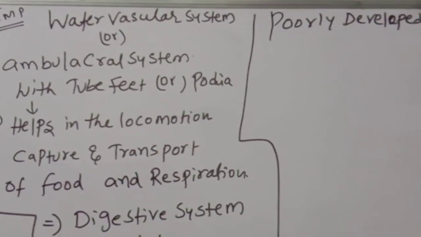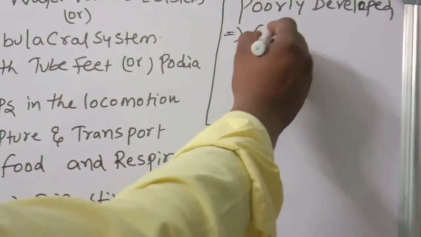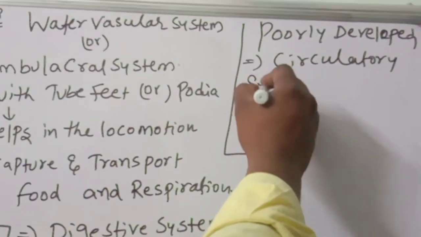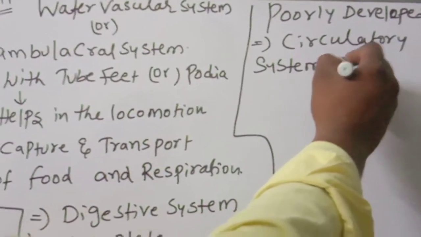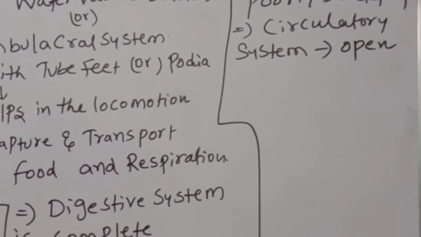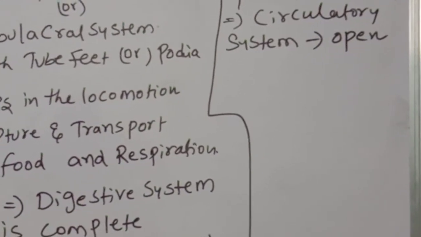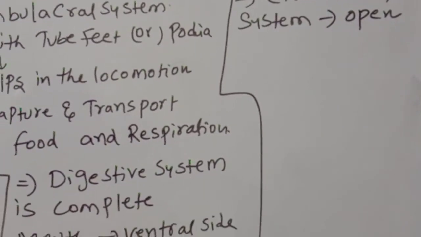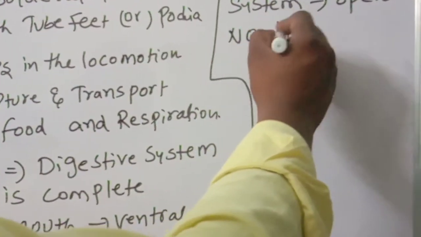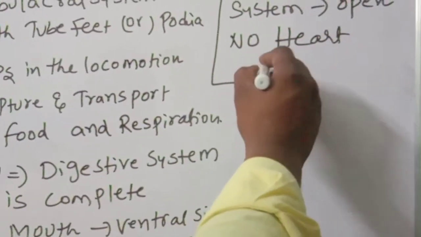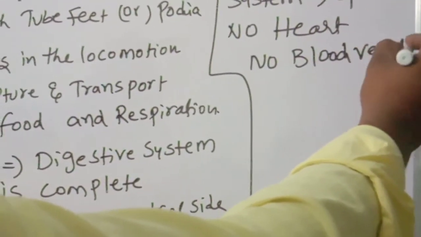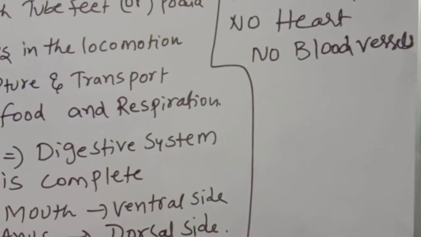Next one, the circulatory system. It is an open type of circulatory system. Open means blood is not flowing in blood vessels; they have open channels or open canals. They don't have any heart or blood vessels. This one you have to remember.